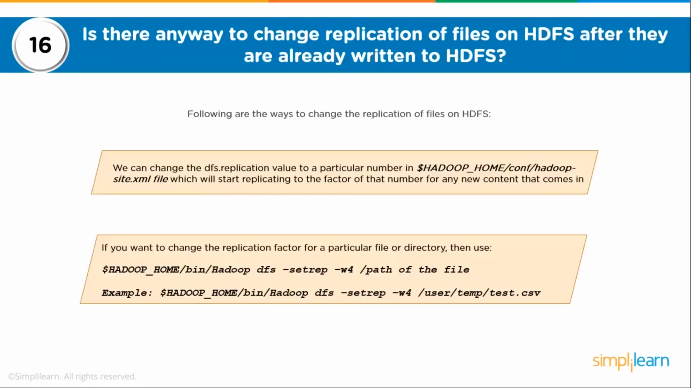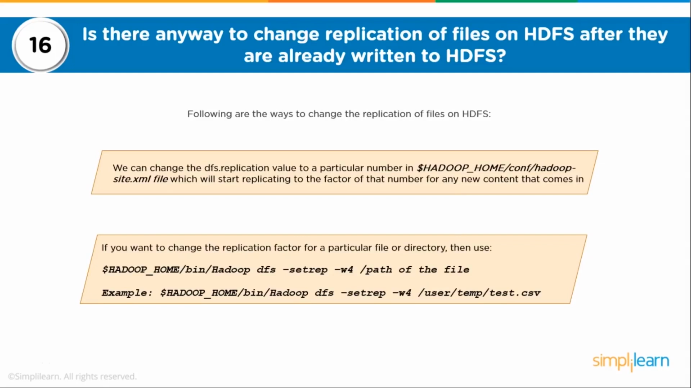Now, is there any way to change replication of files on HDFS after they are already written? And the answer is, of course, yes. If you want to set a replication factor at a cluster level, and if you have admin access, then you could edit your hdfs-site file, or you could say hadoop-site file. And that would take care of replication factor being set at a cluster level. However, if you want to change the replication after the data has been written, you could always use a setrep command. So setrep command is basically to change the replication after the data is written. You could also write the data with a different replication, and for that you could use -D dfs.replication and give your replication factor when you are writing data to the cluster.